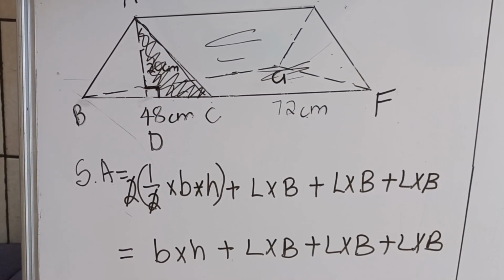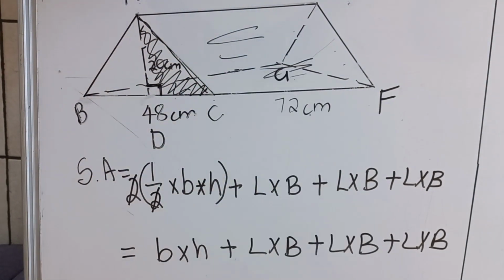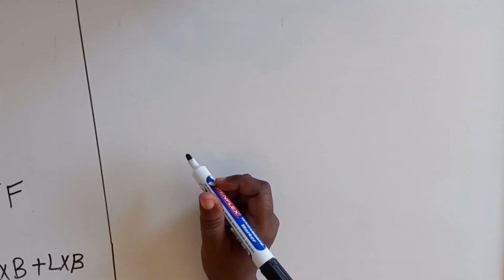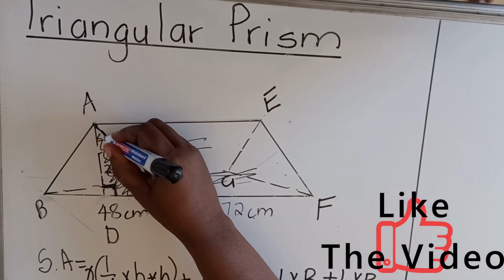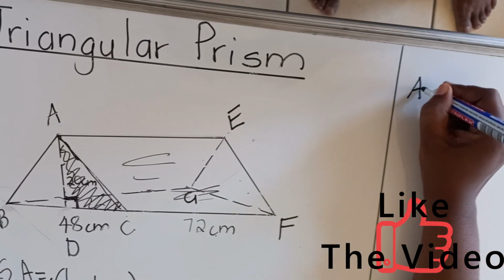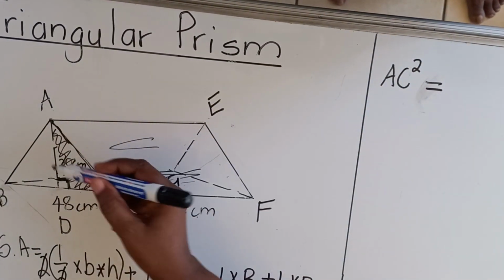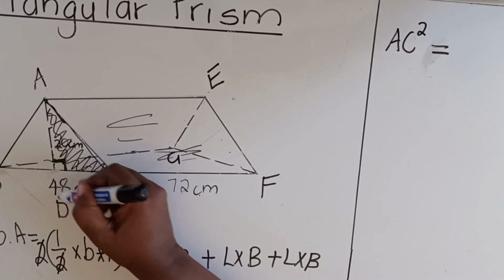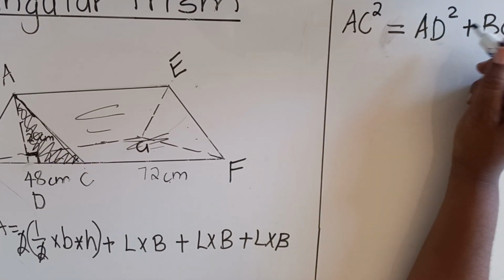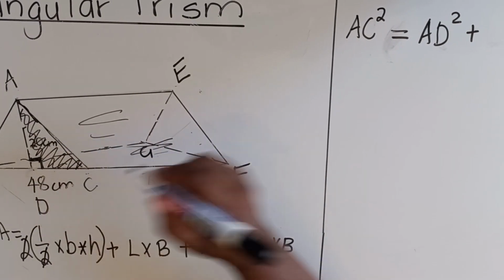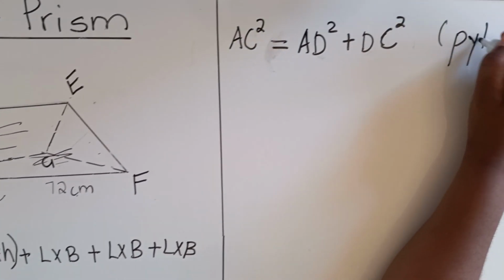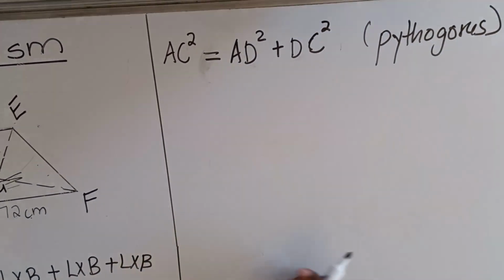So I can use Pythagoras to find the side AC. Let's do that. Pythagoras says the hypotenuse squared equals the other two sides squared added together. The hypotenuse is the line that is opposite the right angle. Here's my right angle, so the line opposite the right angle is AC. So AC squared equals AD squared plus DC squared. It's half of the whole line. Then you have to write the reason. You have to write Pythagoras to get a mark for that.